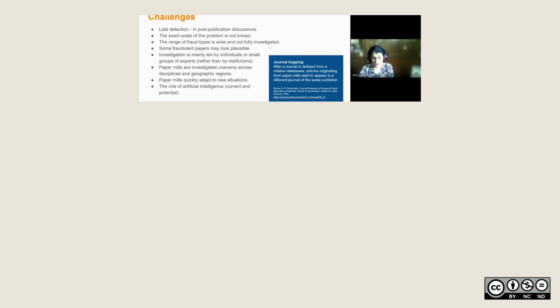What are the challenges? The challenges are many, and it's not easy to deal with them. So the main problem is that those frauds are detected at a late stage, usually in post-publication discussions. And even if it's discovered in earlier stages, preceding peer review or during peer review, we don't know much about it because it's not really published. The results of this are not published so often. So we usually know about paper mills from what was discovered through post-publication discussions.